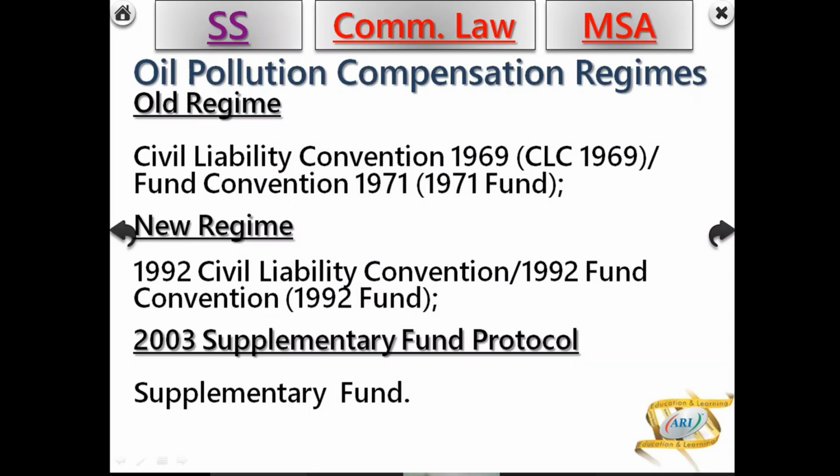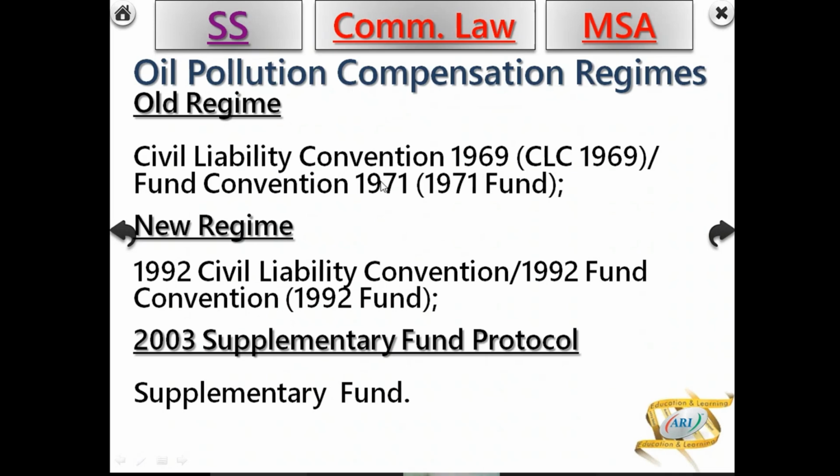CLC was first developed in 1969. It is known as CLC. It was known as CLC 1969. And 2 years after that, the Fund Convention was developed in 1971. But both the conventions, they form the entire mechanism.